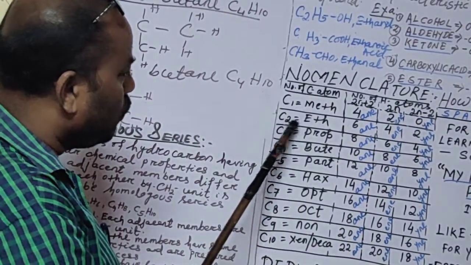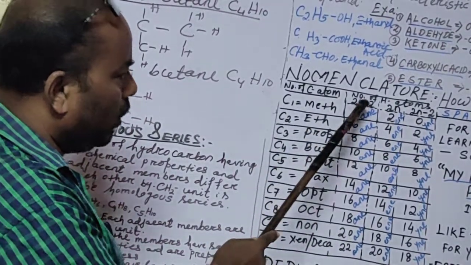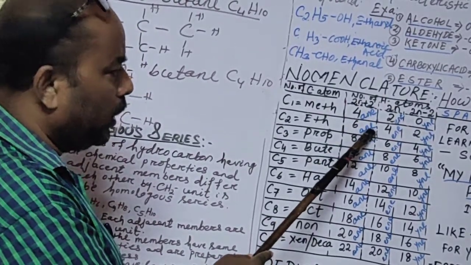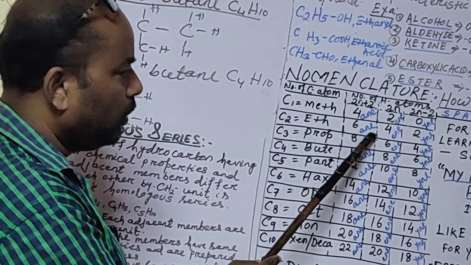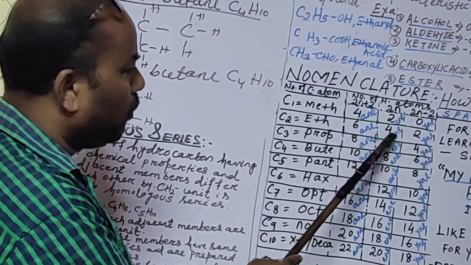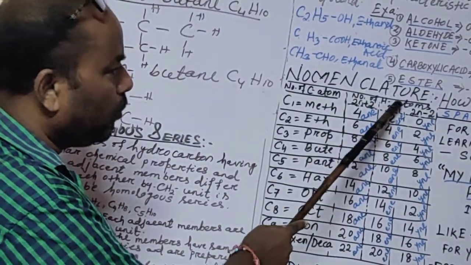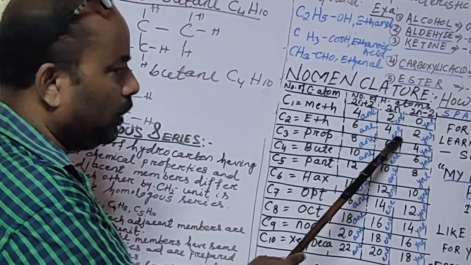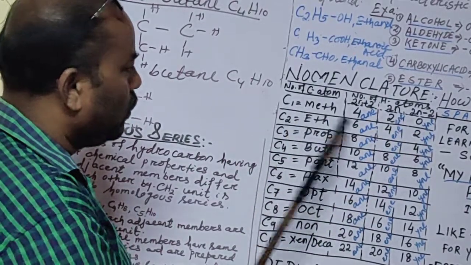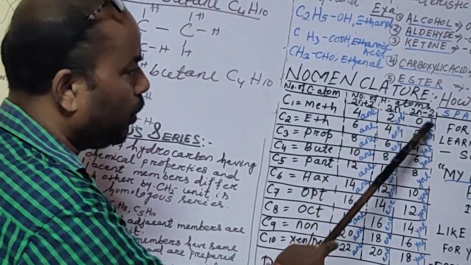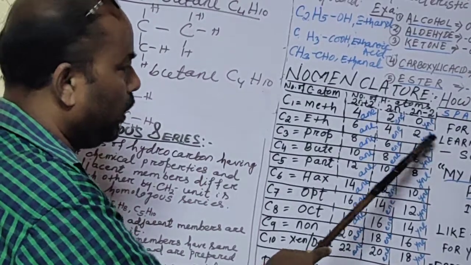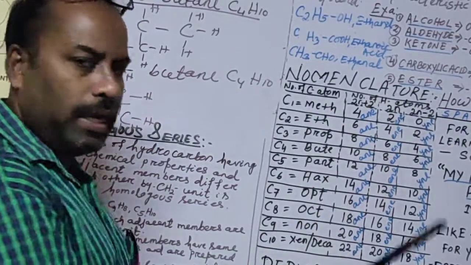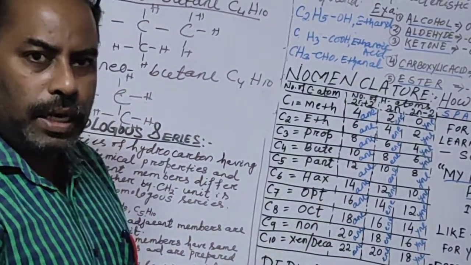Similarly, when C is 2, we call it eth. If hydrogen is 6, that means 2n plus 2, then ANE is written: eth plus ANE, ethane. If hydrogen is 4, that is the 2n formula, so it ends with ENE: eth plus ENE, ethene. If hydrogen is 2, that means the 2n minus 2 formula, then it will be YNE: eth plus YNE, ethyne. So according to hydrogen, ANE, ENE or YNE will be the ending.